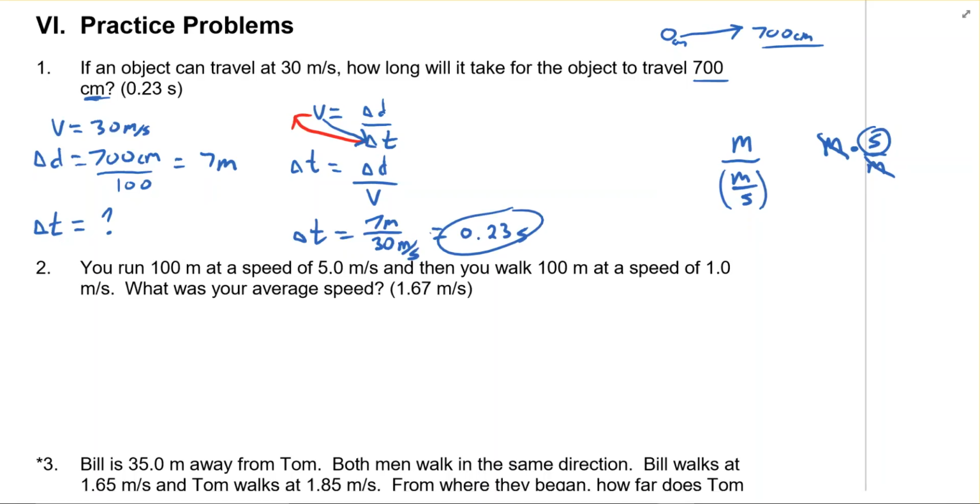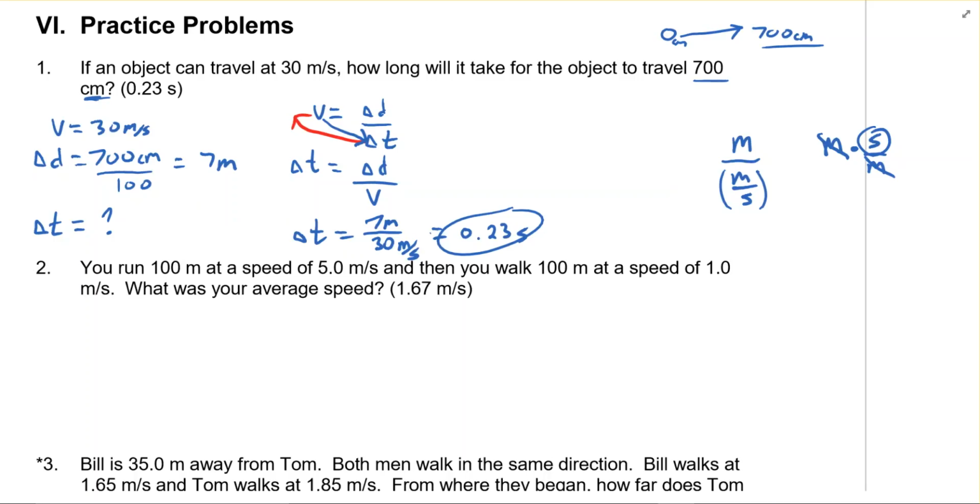Okay, number 2. It says you run 100 meters at the speed of 5 meters per second, and then you walk 100 meters at the speed of 1 meter per second. What was your average speed? Okay, so what we need to do first here is figure out our total distance and our total time. So I'm going to find time first.